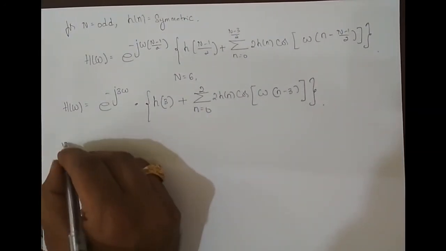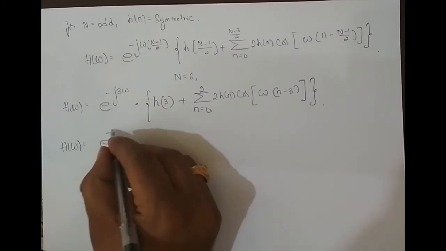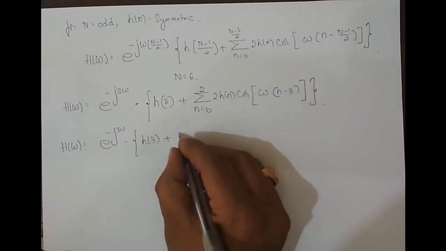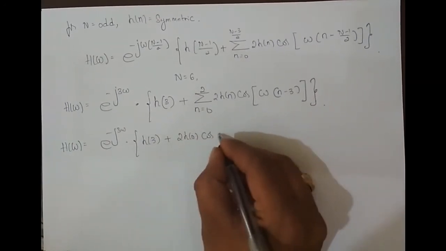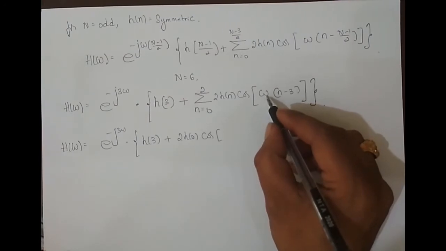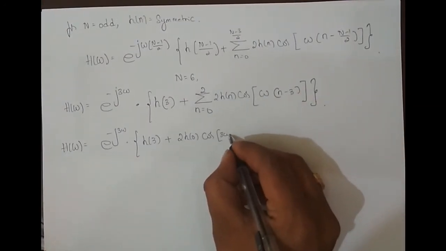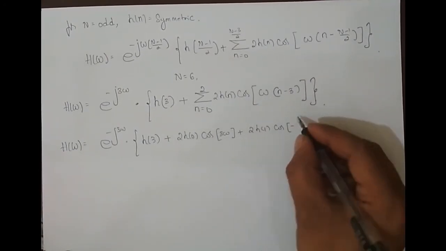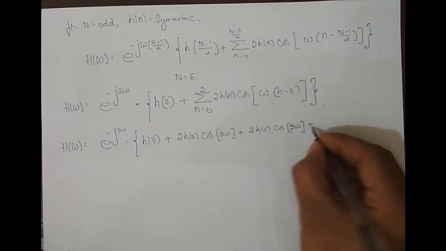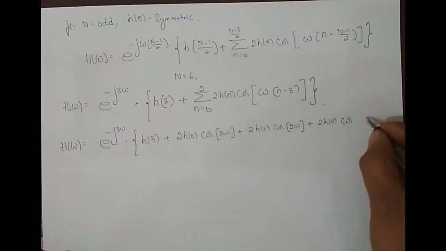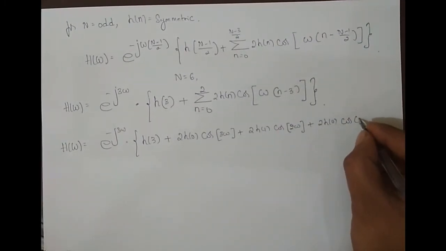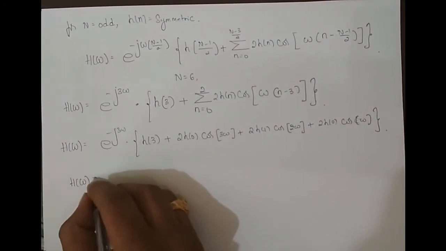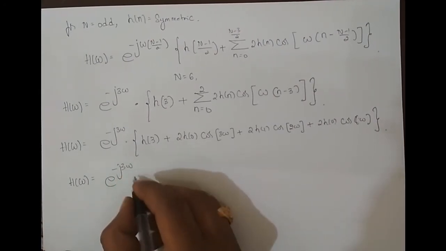Now we shall expand the summation. H of omega is equal to e power minus j 3 omega into h of 3, plus, when n equals 0, 2 times h of 0 into cos of minus 3 omega, but cos of minus 3 omega is cos 3 omega, plus 2 times h of 1 cos of minus 2 omega, but cos of minus 2 omega is cos 2 omega, plus 2 times h of 2 cos of minus omega, but cos of minus omega is cos omega.